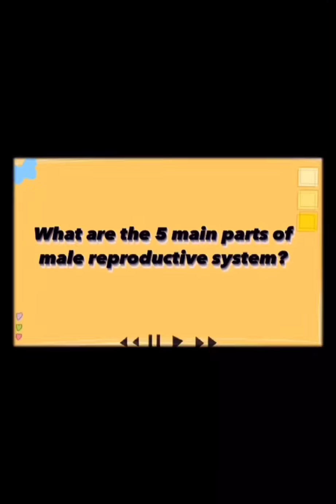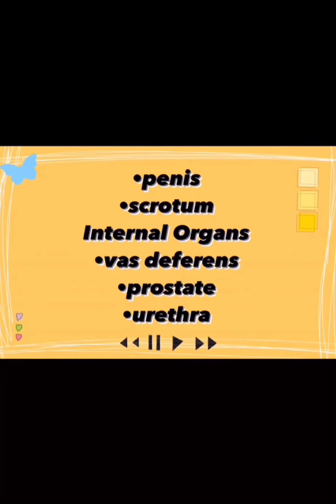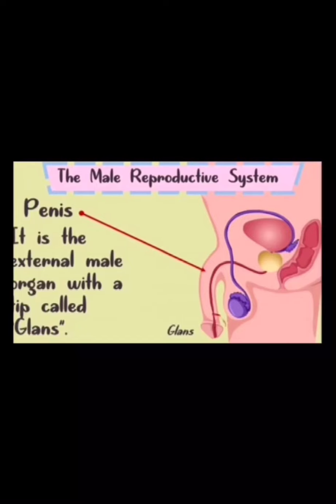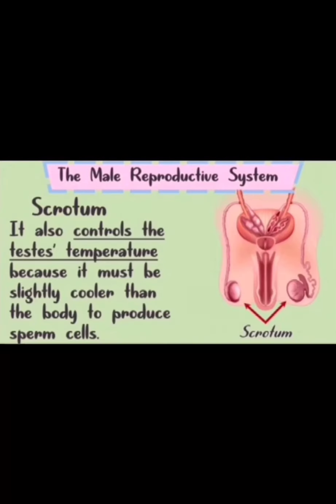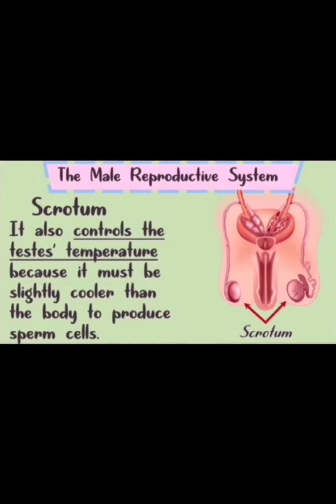What are the 5 main parts of the male reproductive system? External organs: penis, scrotum. Internal organs: vas deferens, prostate, and urethra. Penis, it is the external male organ with the tip called the glans. Scrotum, it also controls the testes temperature because it must be slightly cooler than the body to produce sperm cells.